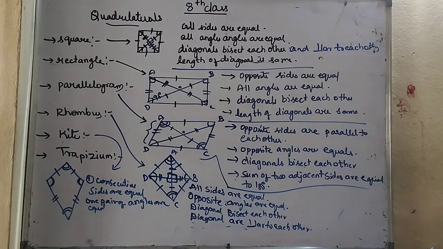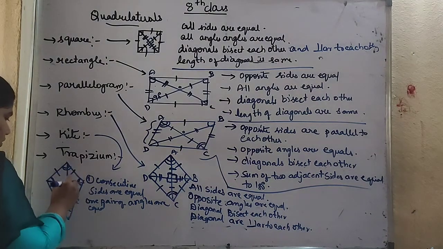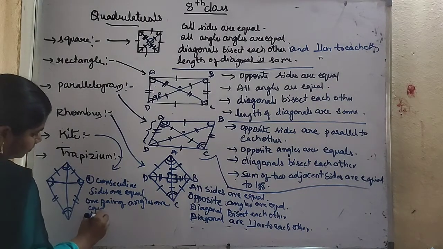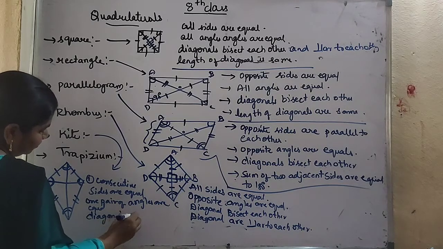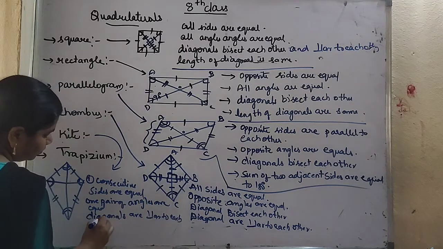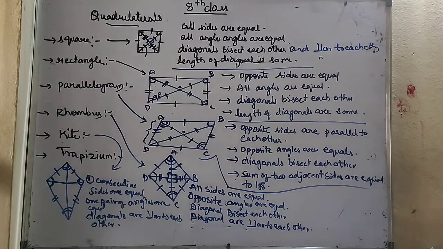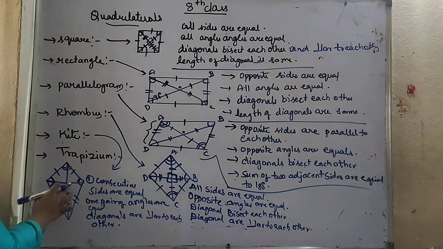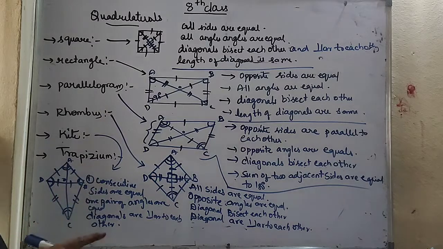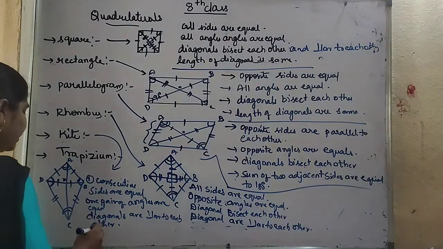Next, if you go for diagonals, the diagonals are perpendicular to each other. Only one pair of diagonals will bisect each other. The length of OD will be equal to OC. These two lengths will not be equal.